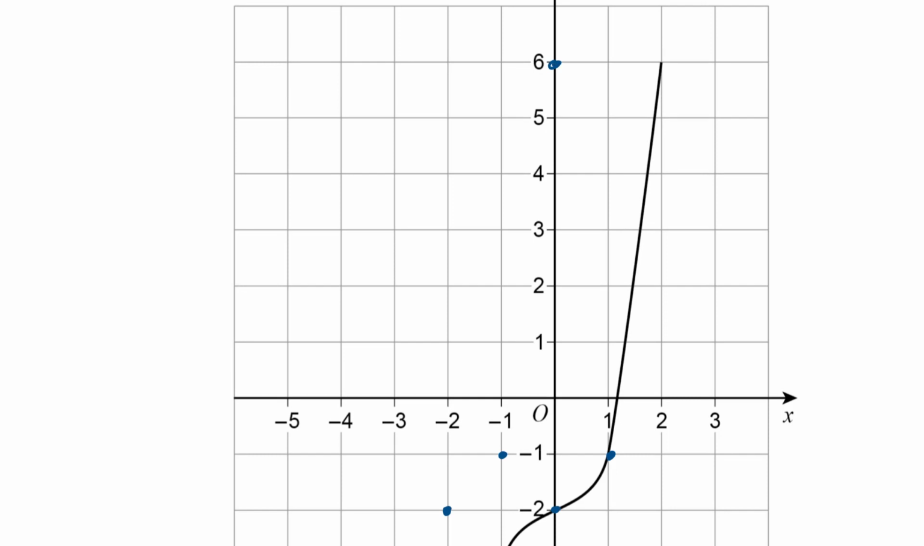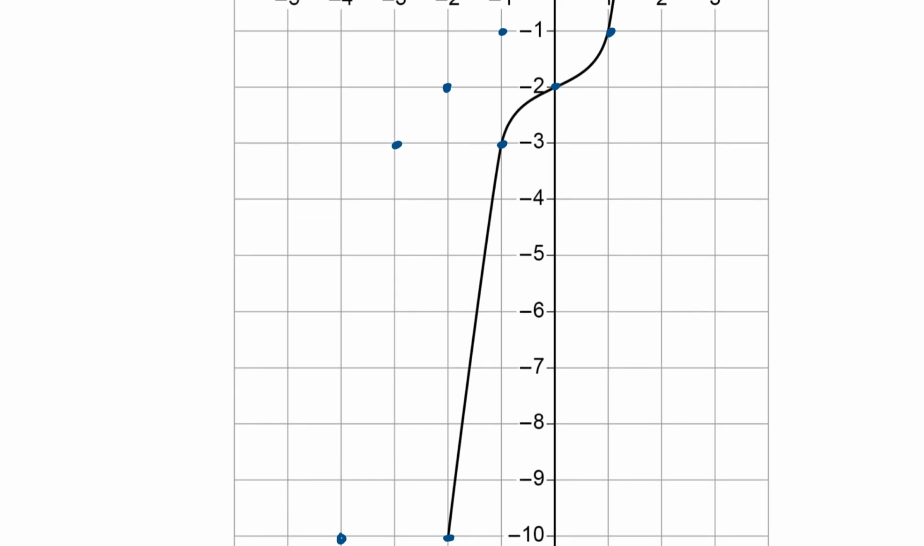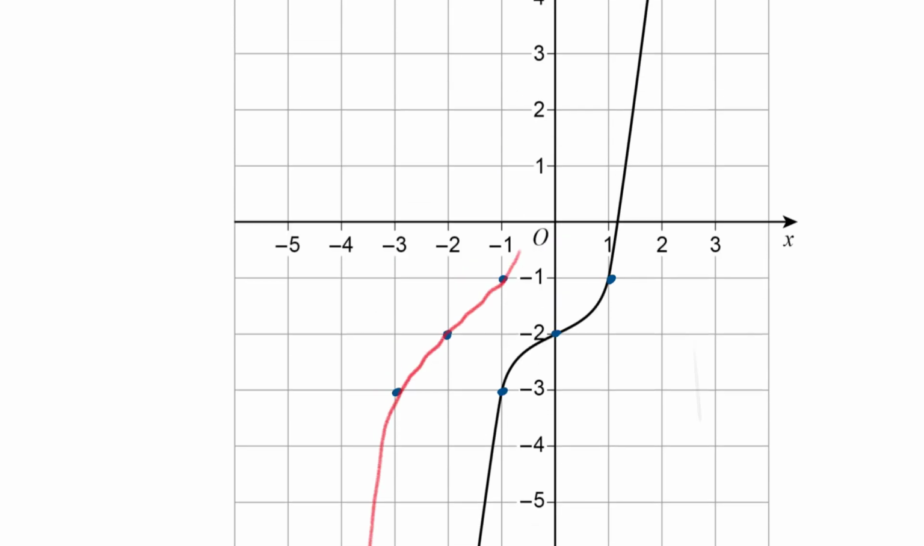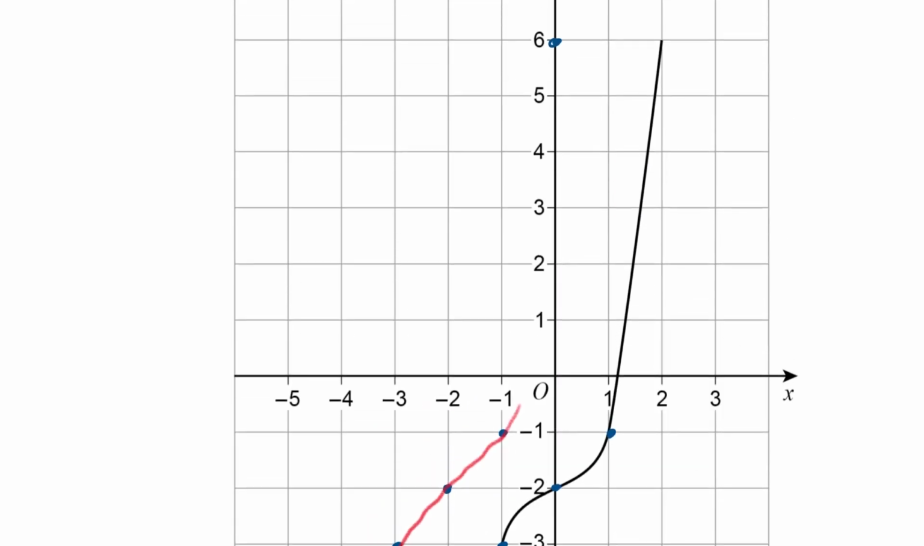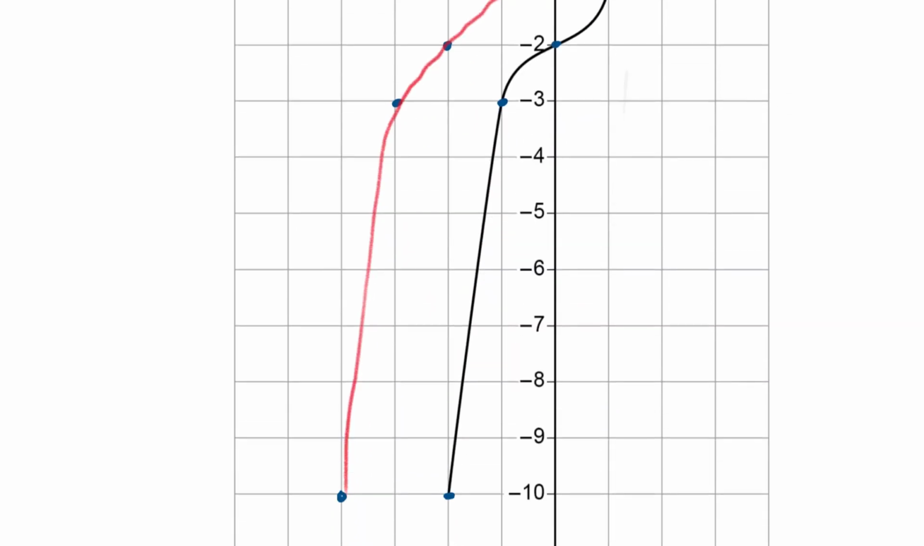Okay, so now I've got all my points. I'm going to join them up with a smooth curve, which should look fairly similar to the one I've been given. You can see it does that, and then goes up to that point up there. Reasonably happy with that. Probably could have been a bit more similar in the middle, but it's good enough, I think.